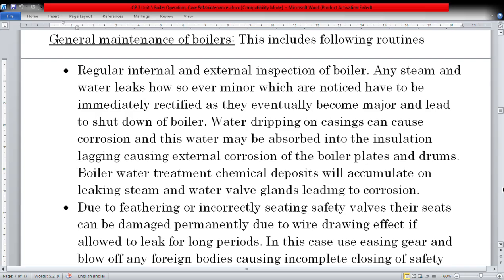Regular internal and external inspection of the boiler. Any steam and water leaks, howsoever minor, which are noticed have to be immediately rectified, as they eventually become major and lead to shutdown of the boiler. So any external or internal leakages, whether minor or major, we have to rectify.